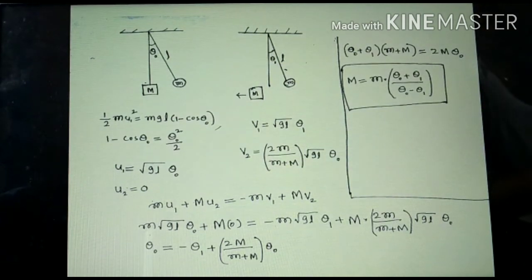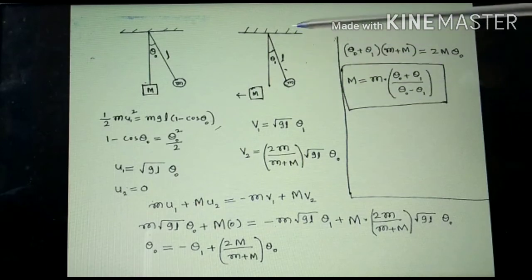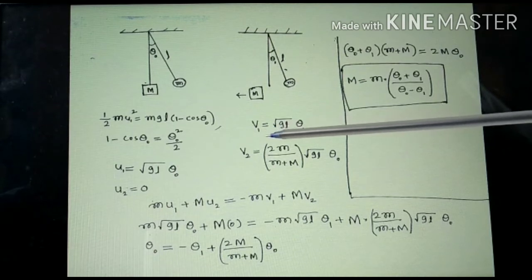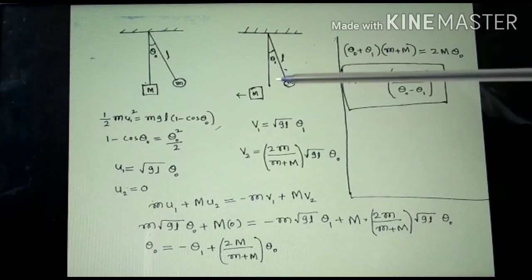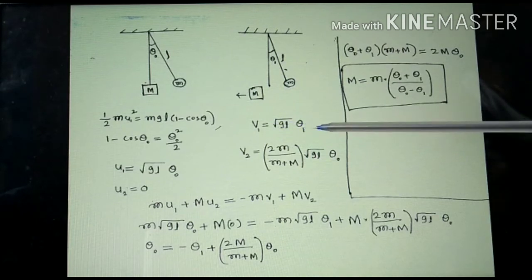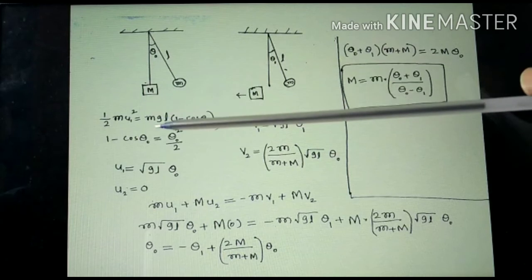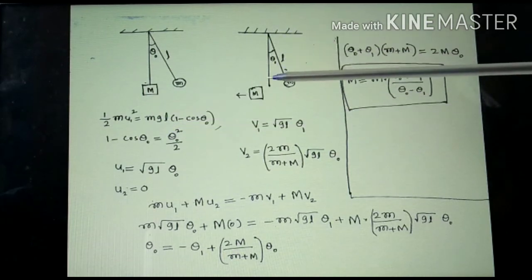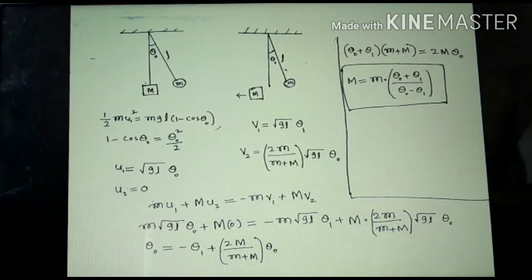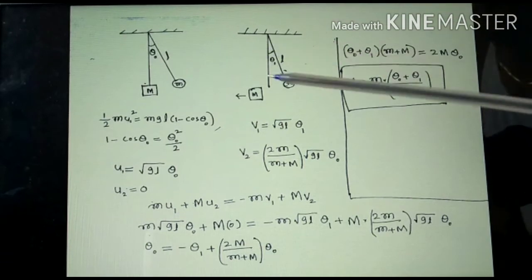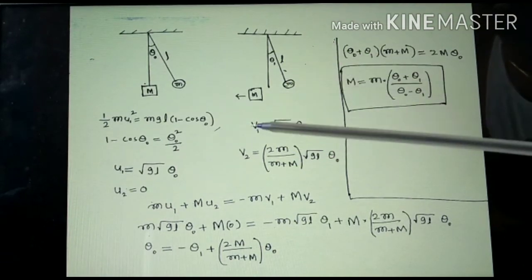Okay. Now similarly you see the right side, the figure. v1 is the velocity or speed of small m after collision, that is equal to square root of GL theta 1. It is similar to the previous one. Because it has come back to angle theta 1, that is the reason I am writing directly v1 equals square root of GL theta 1.